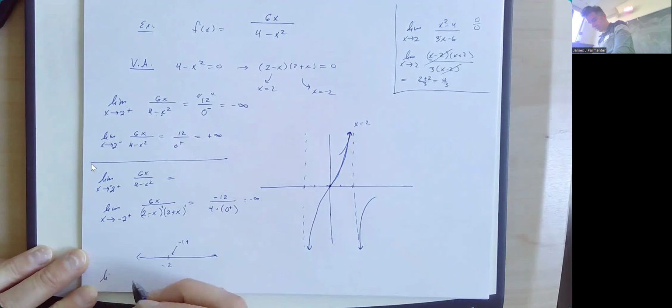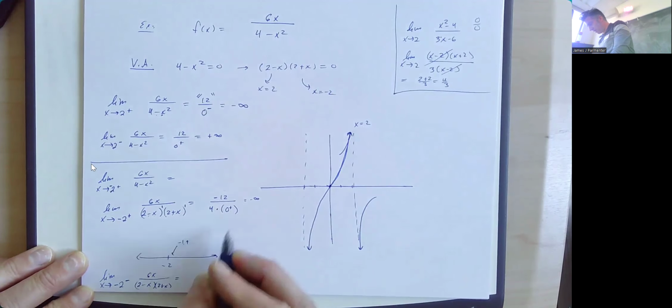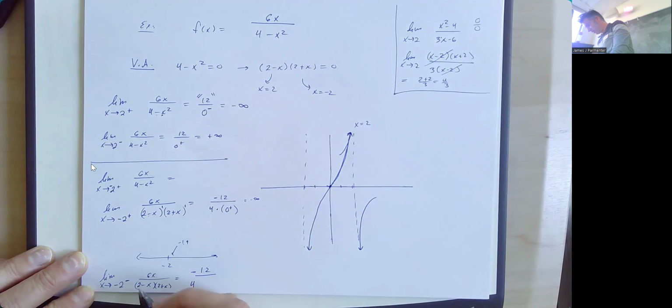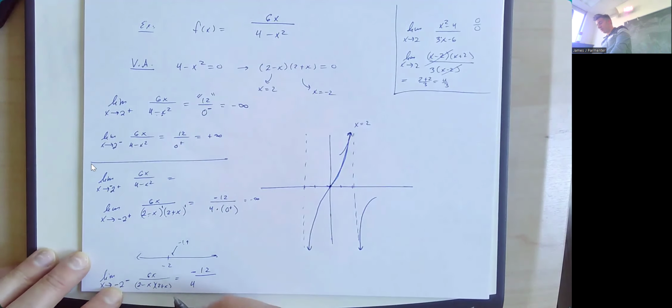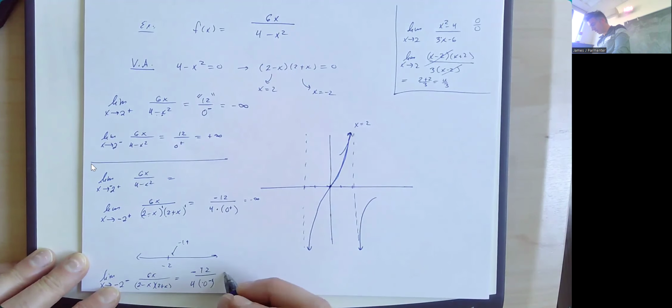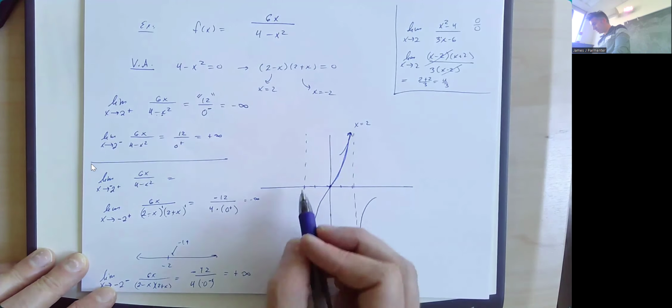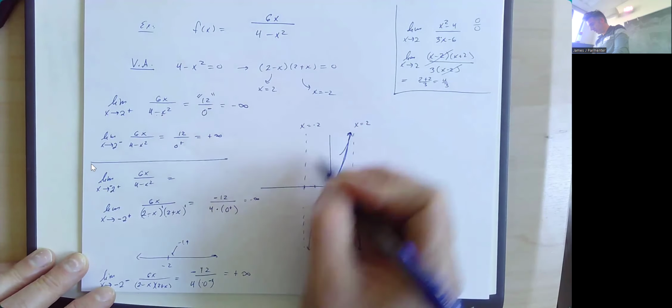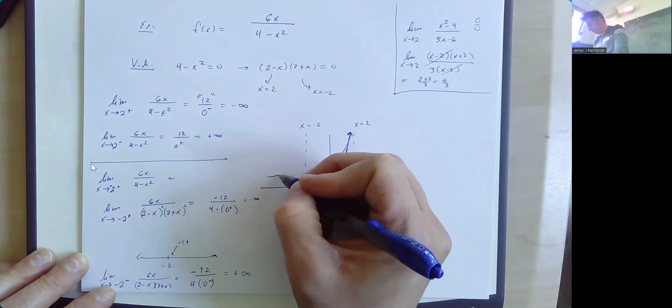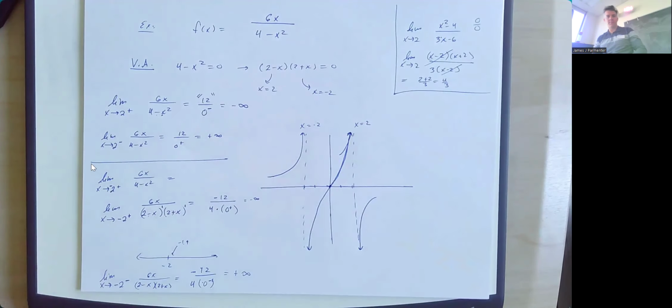The limit as x approaches negative 2 from the left of 6x over 2 minus x times 2 plus x. Everything does the same thing except for the 0 part. So we get negative 12 on top. So we got 4 over there. And then 2 plus a number a little bit smaller than negative 2, like negative 2.1, is going to be a slightly negative number. So you have a negative over a negative, which is going to be a positive infinity. So as we approach negative 2 from the left side, we're going to go up, up, up, up, up to infinity.